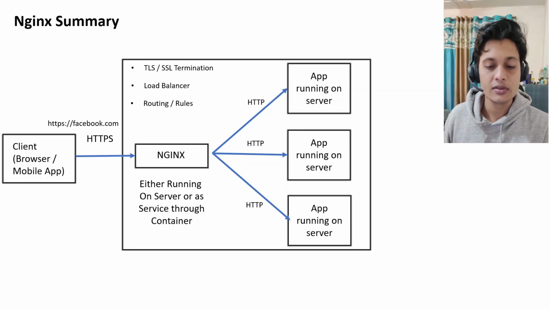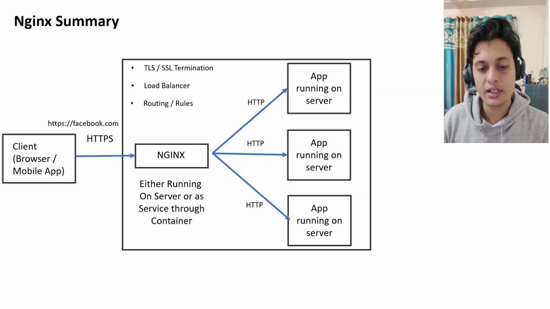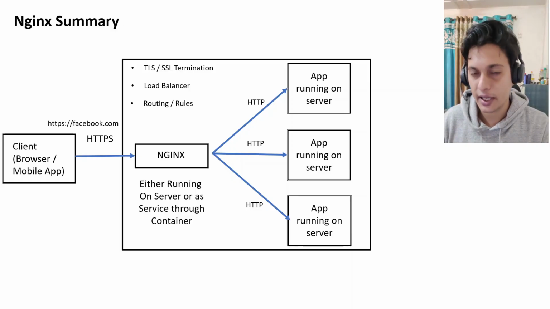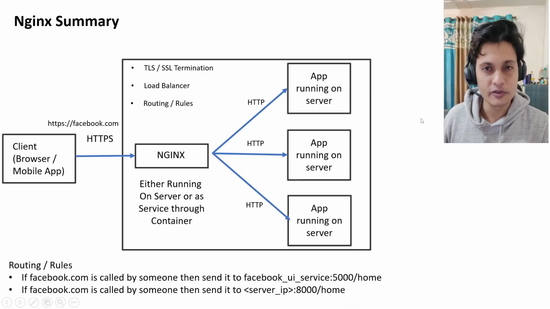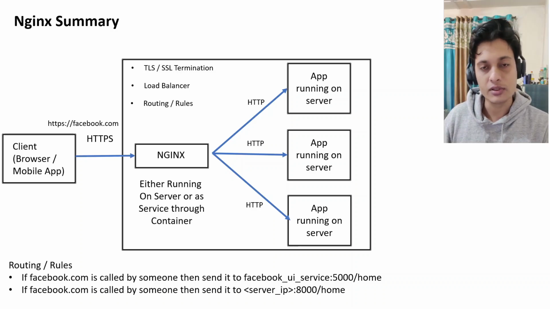Routing and rules. This Nginx is nothing, it is just a configuration file. This configuration file will take instructions, and these instructions can be called rules. So how will these rules be defined? These rules will have some meaning. The syntax will not be like this, but they will have an interpretation like this. I will tell you how to write the routing rules there, but these are the rules.